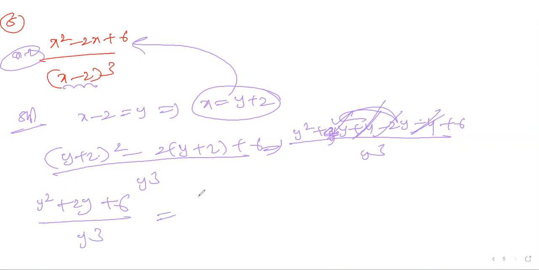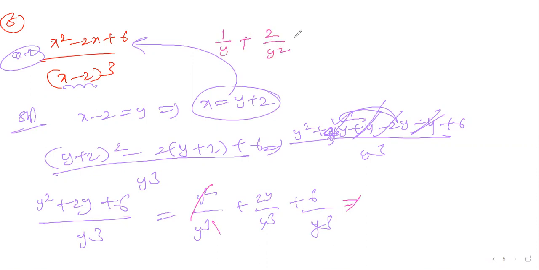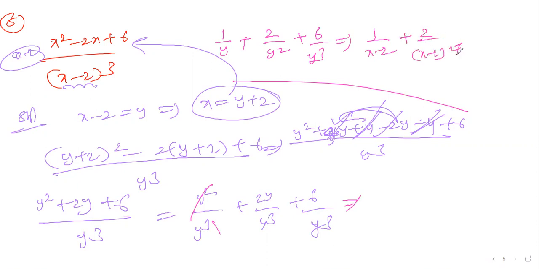What can I write next step? Y square by y cube, 2y by y cube, 6 by y cube. So what can I write next step? Final step: 1 by y plus 2 by y square plus 6 by y cube. Just substitute the value of y in terms of x, which is x minus 2. So 1 by x minus 2 plus 2 by x minus 2 whole square plus 6 by x minus 2 whole cube.